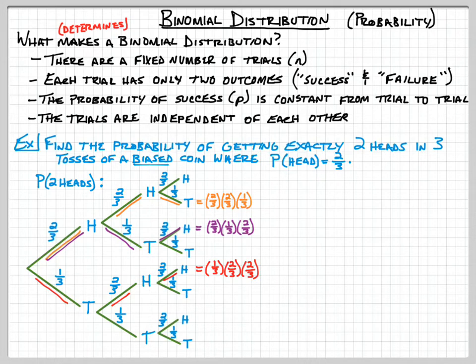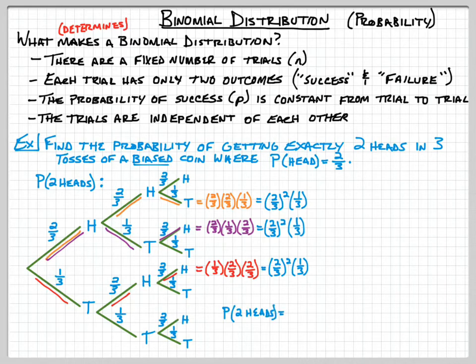So you may notice that each one of these things is 2/3 squared times 1/3. So each one is exactly the same in this circumstance. And because we're looking at any of these 3 possibilities happening, we have that or statement. We want either heads, heads, tails, or heads, tails, heads, or tails, heads, heads, and we would add all of these things together.